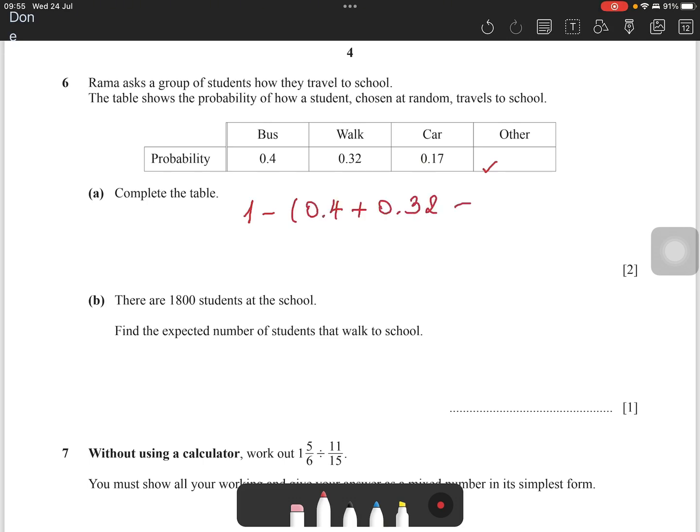I will add up all of these and then I subtract the sum from 1 and the answer is 0.11. So this is 0.11. B.